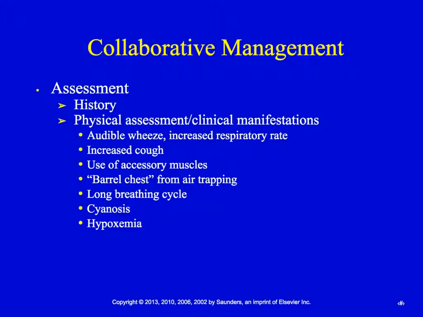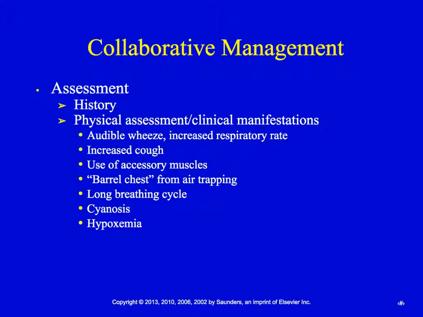Barrel chest, typically from air trapping, happens over a prolonged period of time with poorly controlled asthma. Typically, they have had severe asthma for a while before they get the barrel chest. The long breathing cycle is that their exhalation and inhalation are a little bit longer because they're fighting so hard to pull that air through the constricted airway.